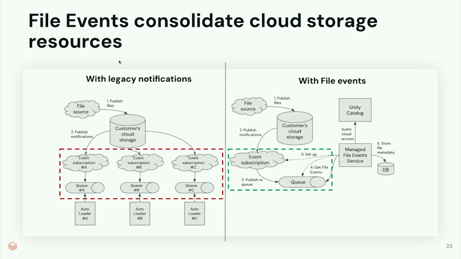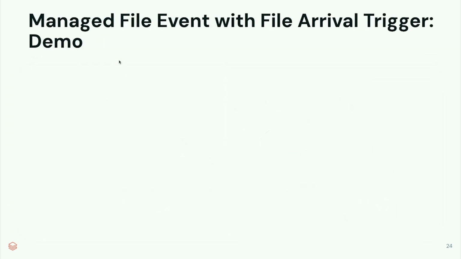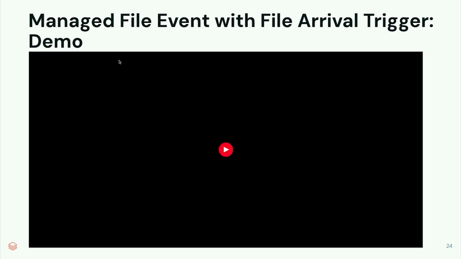With file events, we just create one subscription and one queue to read from your cloud bucket, and each autoloader query that you run will ingest from that queue. So that significantly simplifies your event queues and subscription for your cloud. So let's see this in a real demo and how it works.